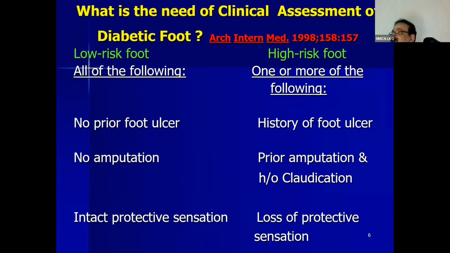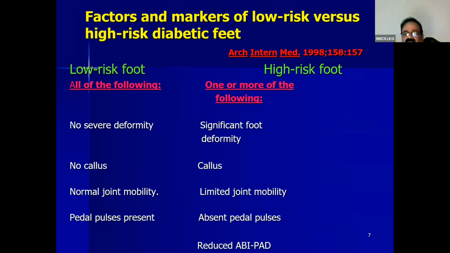Now, what is the need of clinical assessment of a diabetic foot patient? Just to find out who are the high risk foot patients. In diabetes, what are the high risk foot patients? If the patient has a history of foot ulcer, or a prior amputation, or a history of claudication, or on examination you find a loss of protective sensation, and a significant foot deformity, which I'm going to enumerate just now, and presence of callus, even that is also a high risk foot patient, because these are not uncommon.